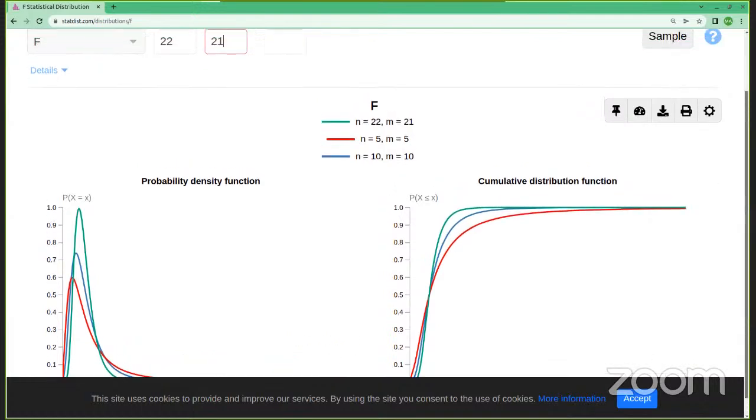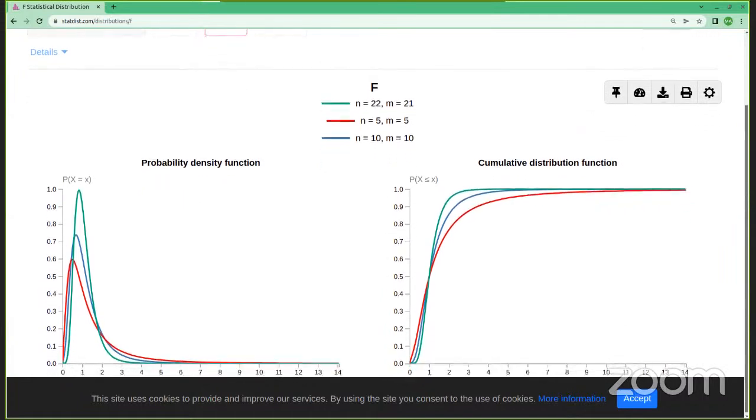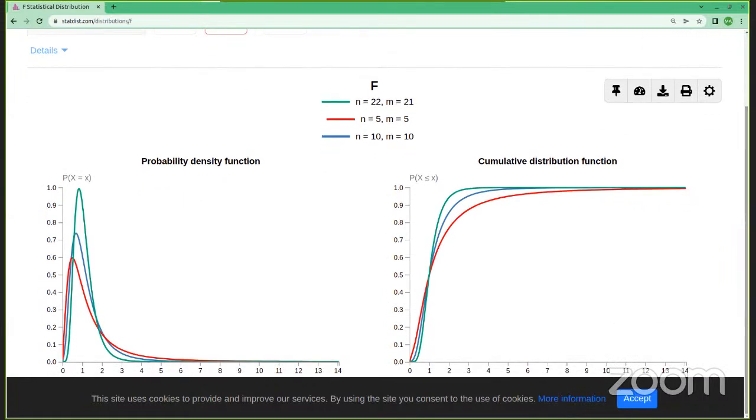Sir, when the samples are very high, wouldn't it just converge to a normal distribution? This is not normal. Even when samples are very high, maybe this will be something like beta or gamma. It's nothing related to normal. F distribution cannot be approximated to normal.